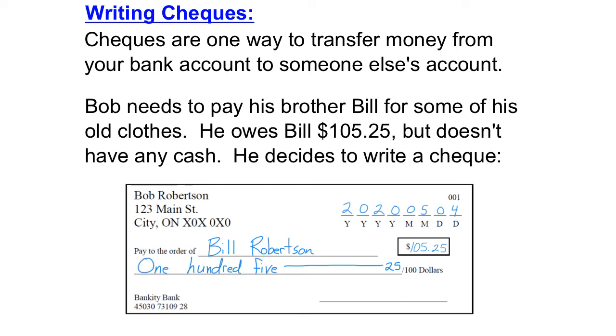The last thing you want to do is to make it official, you got to sign your name on the bottom. So this is Bob, so he'll sign his name, Bob Robertson. And that's how you fill in a check in case you ever need to write a check to pay a landlord or pay for anything else for that matter.